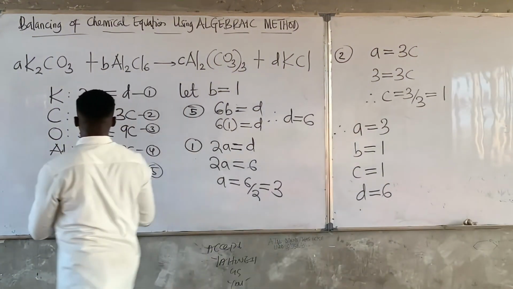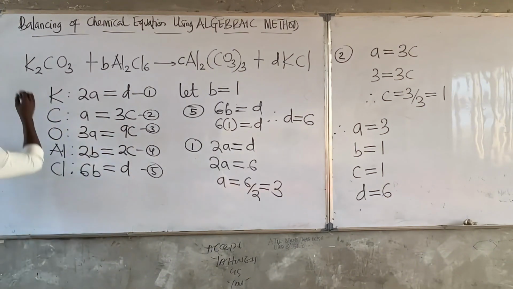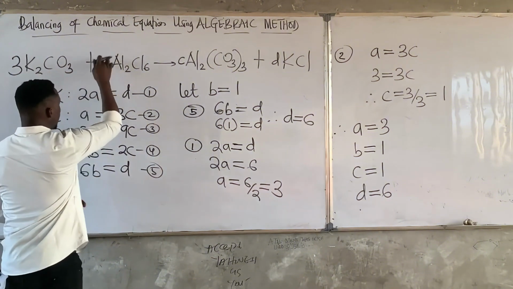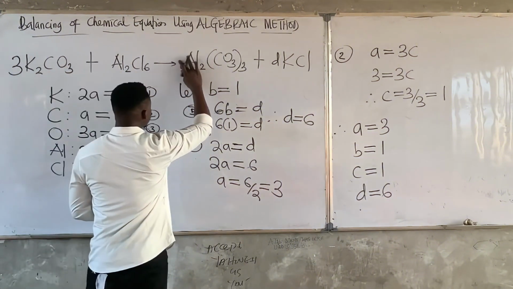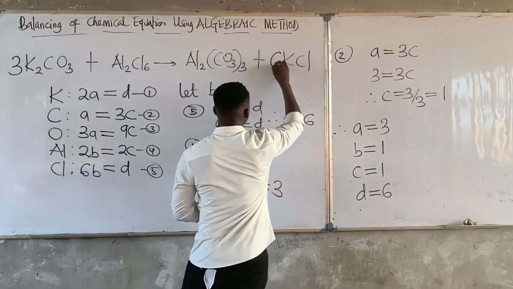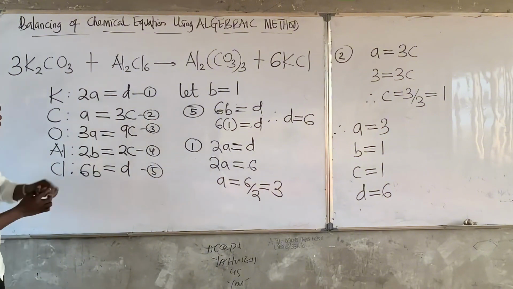Anywhere I see A, I'll put 3. Anywhere I see B, I'll put 1, but I'm not going to write the 1. Anywhere I see C, I'll put 1, but I'm not going to write the 1. And anywhere I see D, I'll put 6. And then we get a balanced chemical equation.